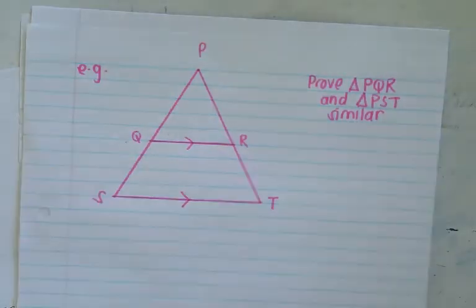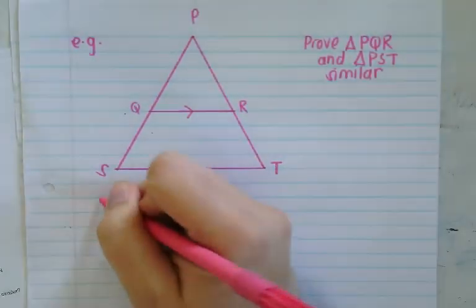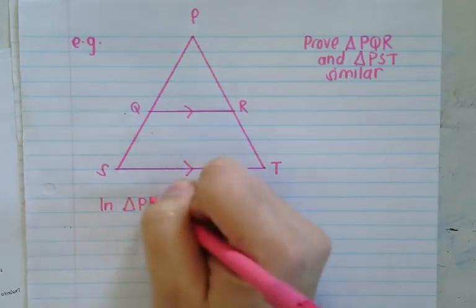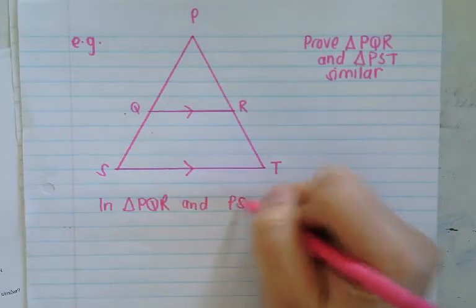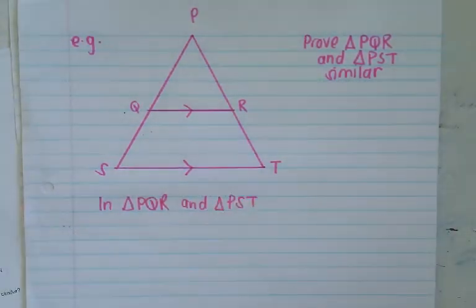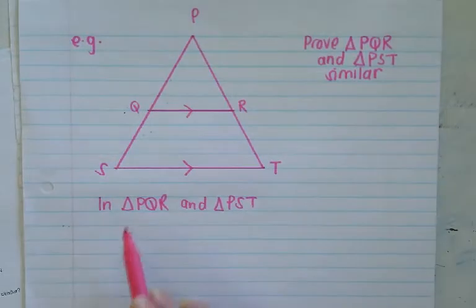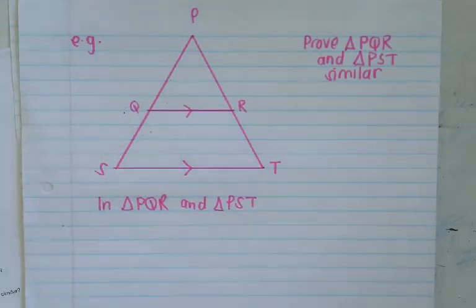So let's do our format. In triangle PQR and triangle PST, I need to prove 3 angles. And I'm going to try and prove that P and P are equal, Q and S are equal, and R and T are equal. So the names help me to find out which angles I need to prove. So now I just need to remember my reasons to try and prove it.